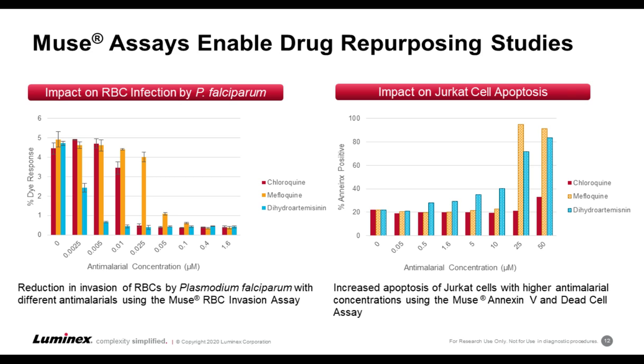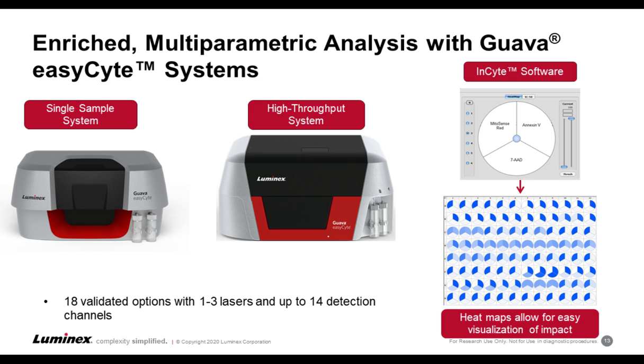Now, when these same drugs are applied to other cell types, and this you can see on the right, when these same drugs were applied to Jurkat cells and apoptosis was studied using the Muse annexin V and dead cell assay, you do notice other effects in that drugs such as dihydroartemisinin, for example, start showing significant apoptosis even at low concentrations of the drugs. And this could be desirable or undesirable depending on your strategies.